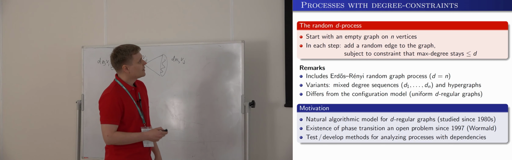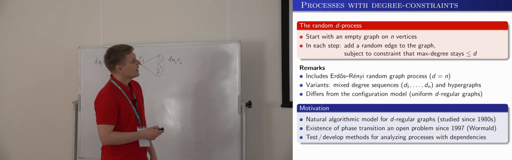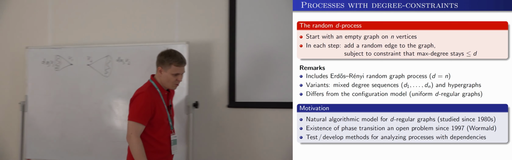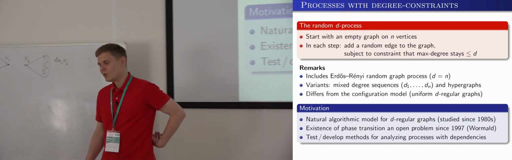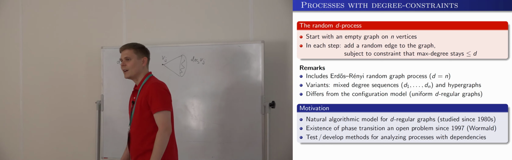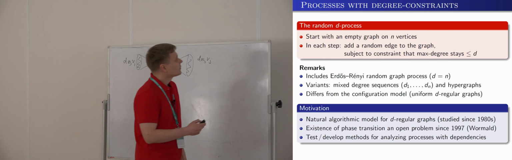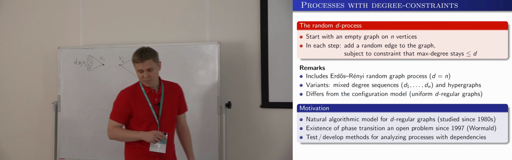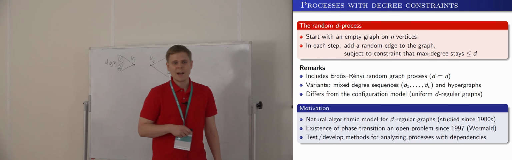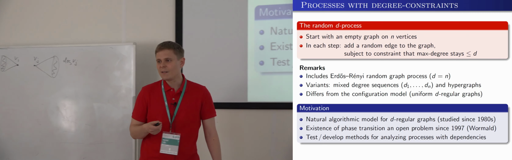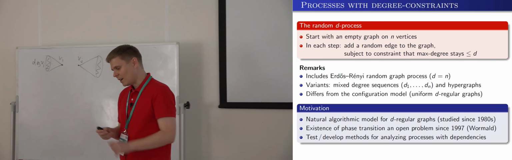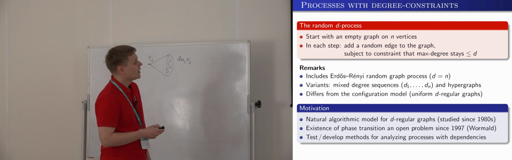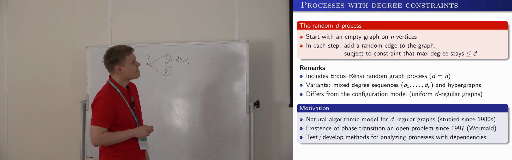One thing I'll try to emphasize more on the next slide is that this model differs from the usual configuration model that you might know for generating random d-regular graphs. It turns out that this particular process, and this is a result by Ruciński and Wormald from the early 90s, with high probability gives you a d-regular graph modulo some vertices which you cannot cover due to parity constraints. But I'll mention this a little bit more on the next slide.